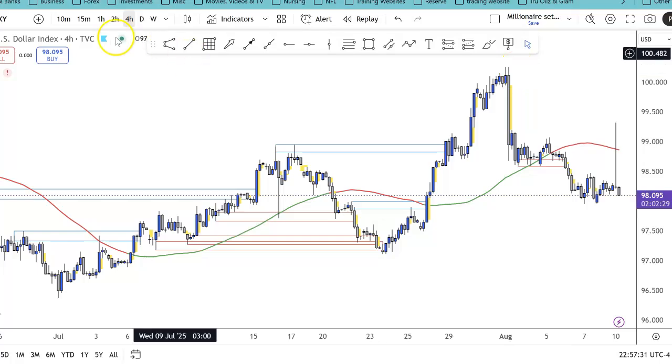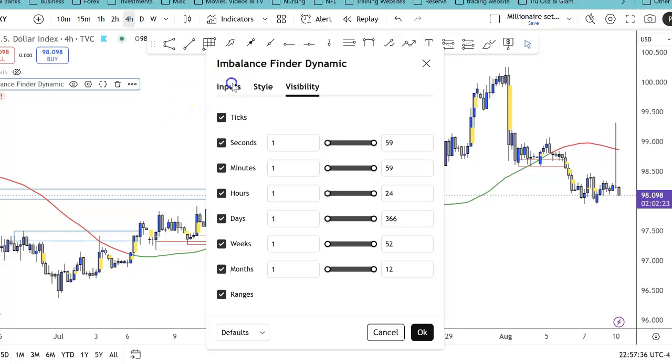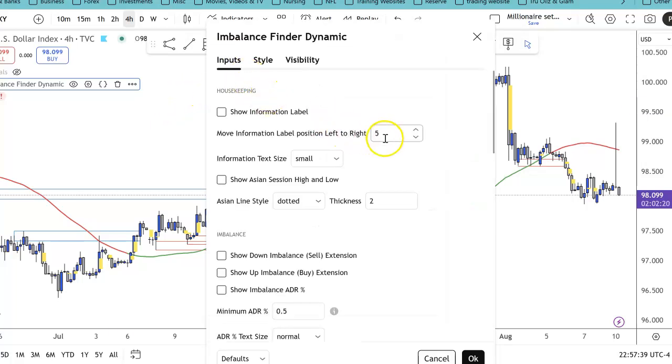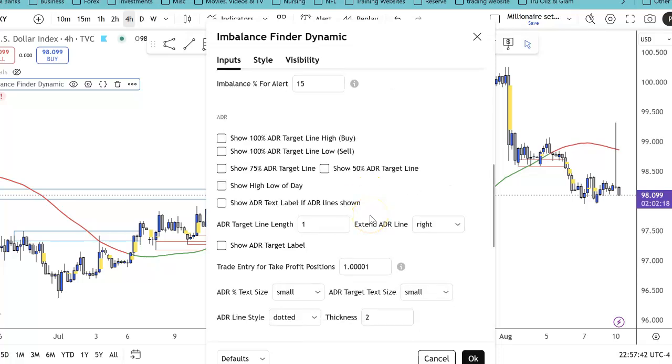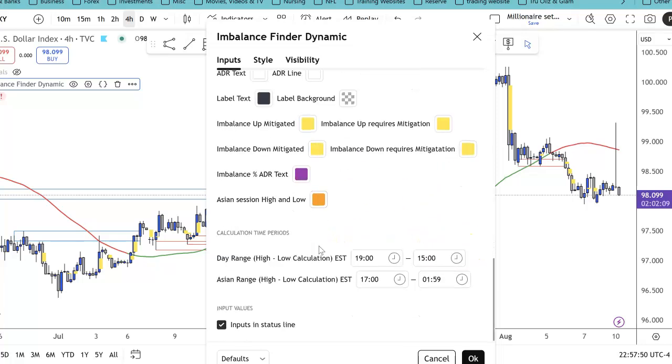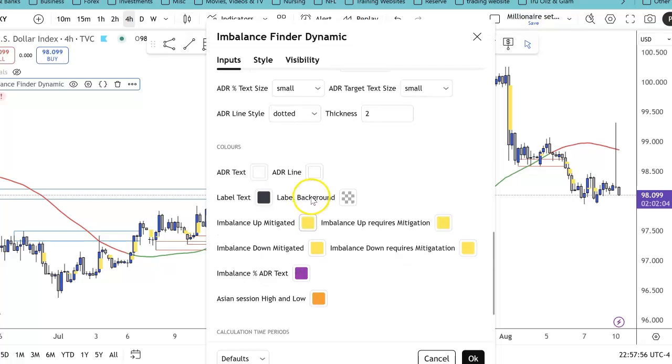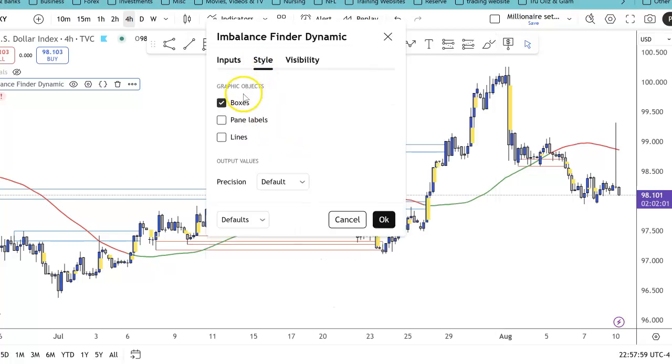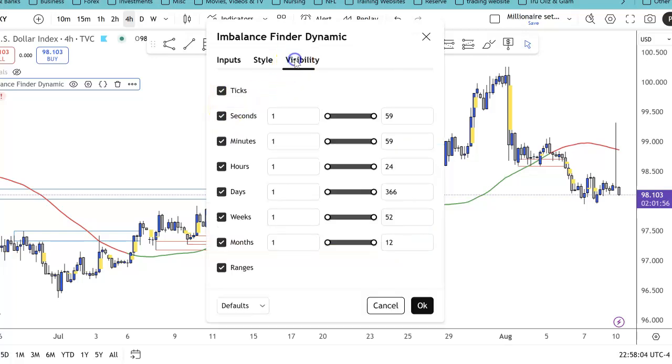Now let's take a look at the settings for the three that I use. The imbalance finder is this one right here. The inputs are 5 and 2 and everything is pretty much standard. I did change the color to yellow at the bottom to identify the gaps in the market. I believe I have the imbalance inputs in the status line selected. As far as the style, I like to use the boxes only because it helps me identify the zones. The visibility on all these indicators that I go over are all going to be selected. I do not mess with this tab at all.